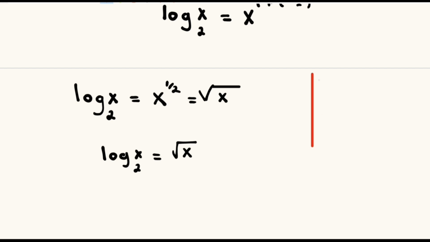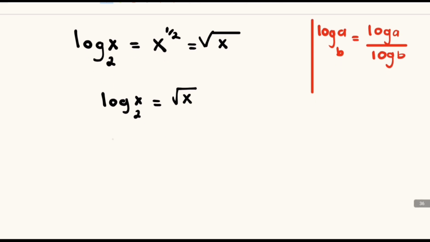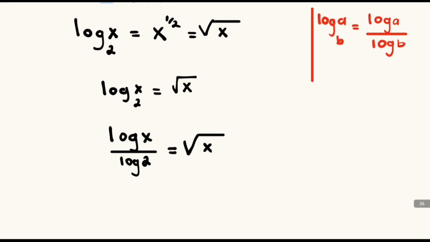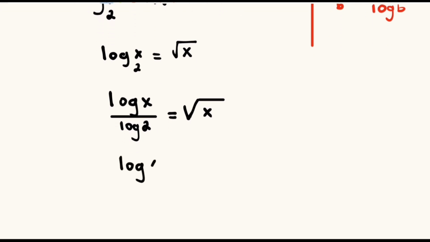From here we use logarithmic laws, where the log of a base b equals the log of a divided by the log of the base b. So we express the left hand side as the log of x divided by the log of 2 based on that law, and this will equal the square root of x. So the log of x divided by log 2 equals the square root of x.